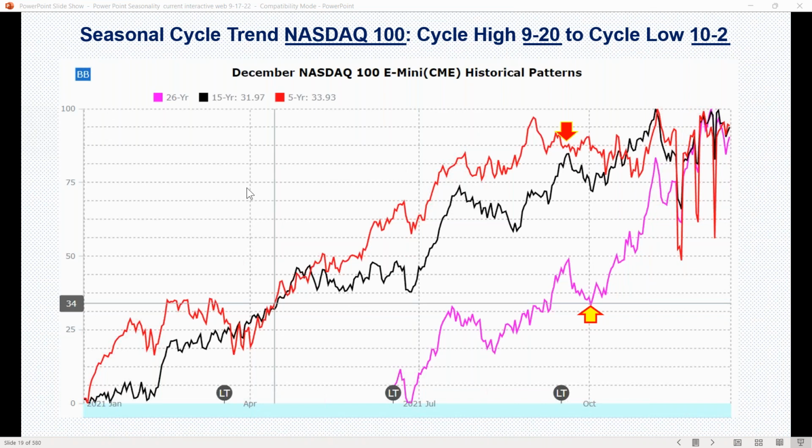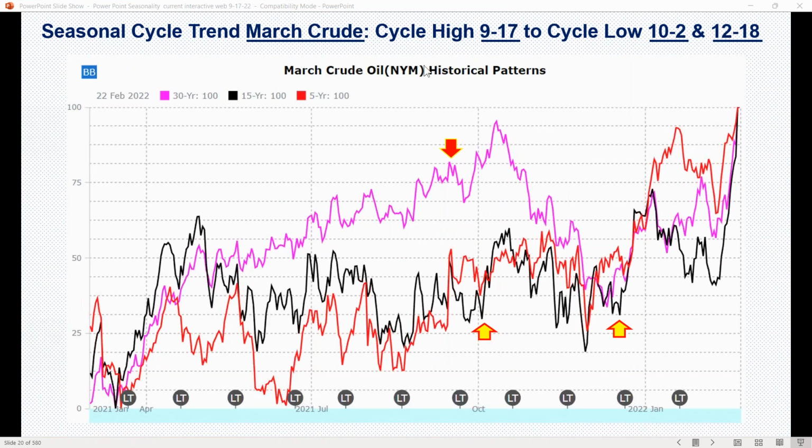Now let's take a look at crude oil. Here's the March crude oil continuation pattern chart. You can see it reaches a cycle high as well around the 17th of September, right about here. That's the 30 years, and it pulls back towards the end of October, with 15 years and 5 years. So the general cycle trend is down into October. Once we get into October, there's a cycle trend back up. It tends to have a cycle low about the second of October, right here. And the big one, though, is right here.